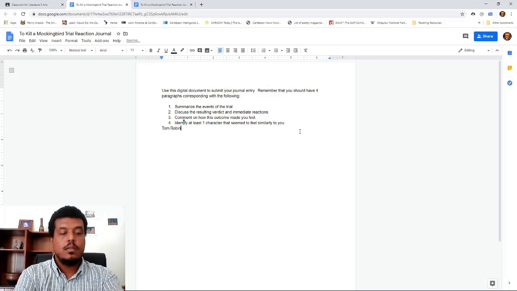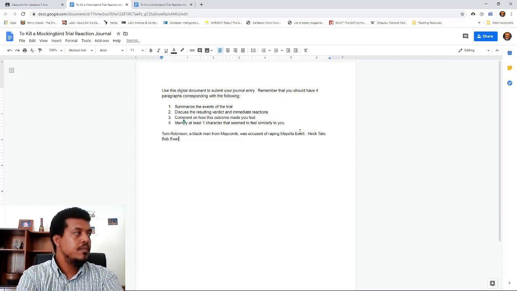what was happening? Tom Robinson. Oh, let me make some space here. Sorry. Tom Robinson, a black man from Maycomb, was accused of raping Mayella Ewell. Who else was involved? So we have Tom Robinson, Mayella Ewell. We have Heck Tate. Bob Ewell. Mayella. And Tom Robinson. They were all asked to give testimony.